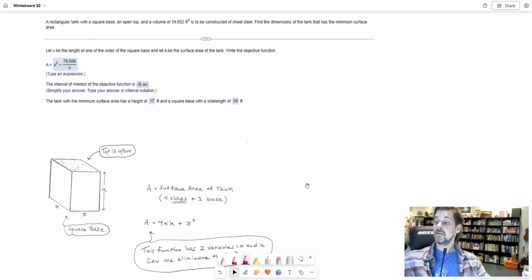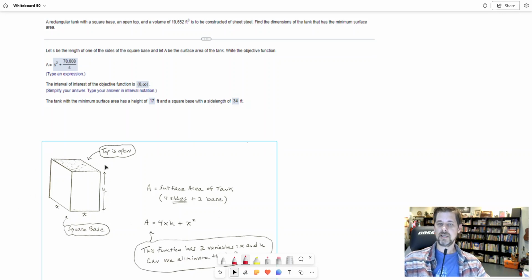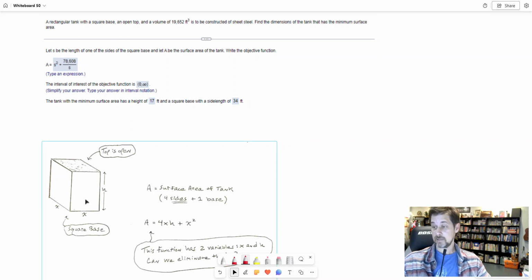Okay, here's the problem. It says that we have a rectangular tank with a square base. Just to help you imagine what we're dealing with, I sketched that out right here. They call it a tank, but you could think of it as a box if you wanted to. It's got a square base, and what's a square? It's this two-dimensional figure where each side is the same length.